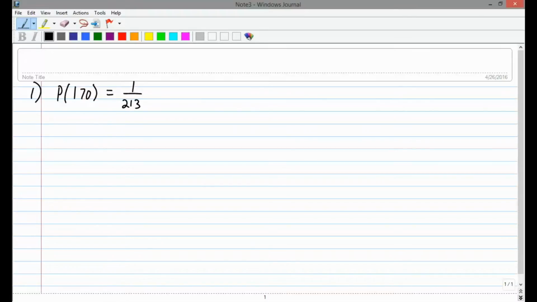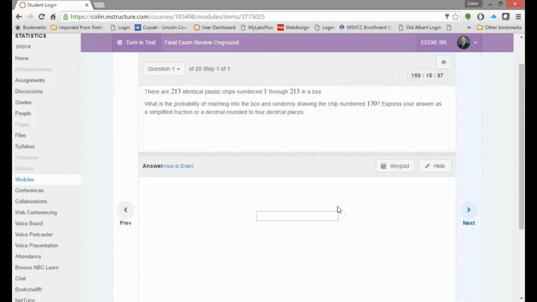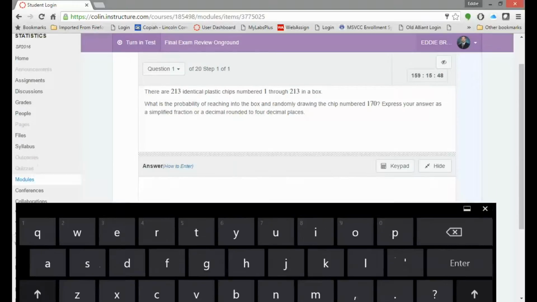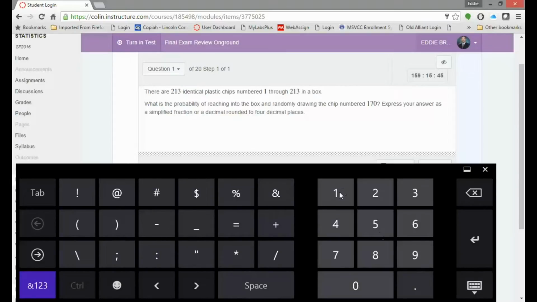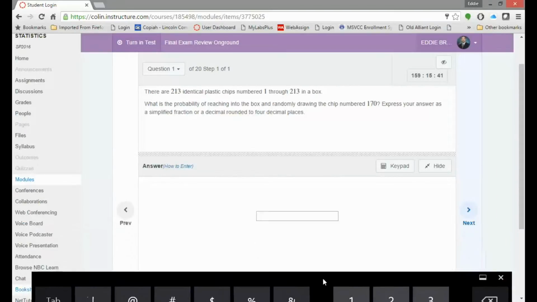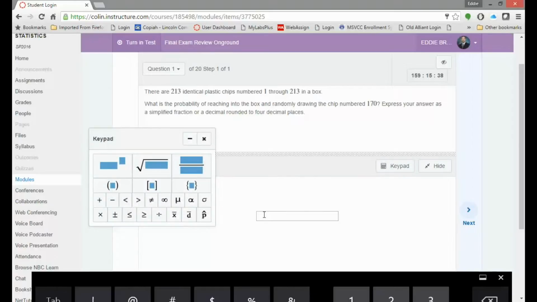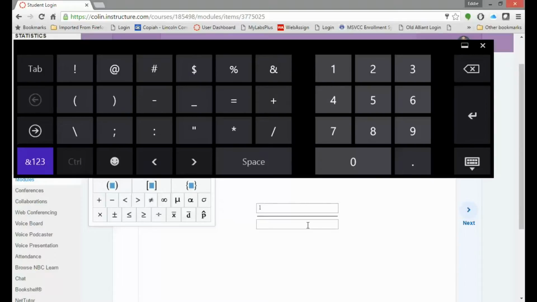All right. Problem number 2. Determine whether the statement describes a population or a sample. Well, let me input this answer real quick. Probably should use this keypad. Make a fraction. 1 over 213.